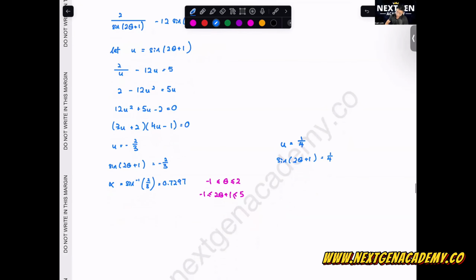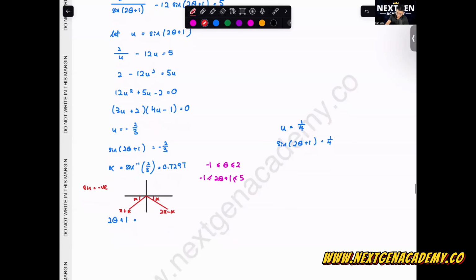All right, now we are going to calculate for 2 theta plus 1. Which quadrant are we going to use for this one? Our sine is a negative value, so ASTC. This is pi plus alpha. This is 2 pi minus alpha. It's because sine is equal to negative. What is pi plus alpha? We will get 3.871.